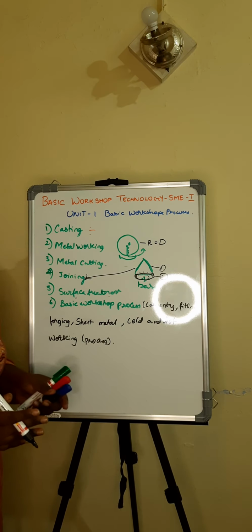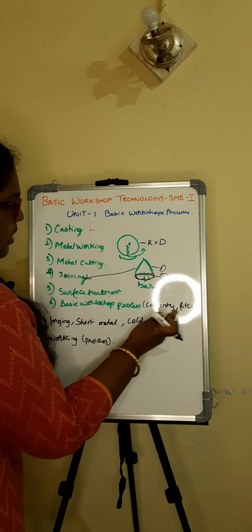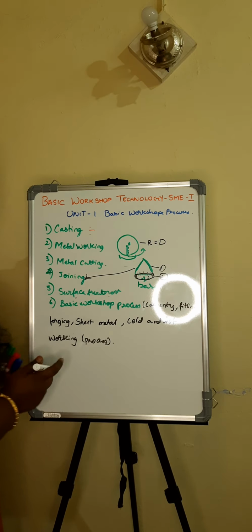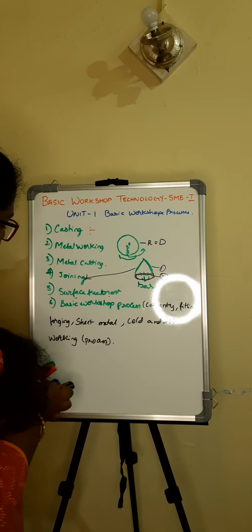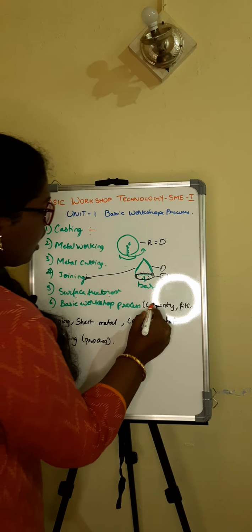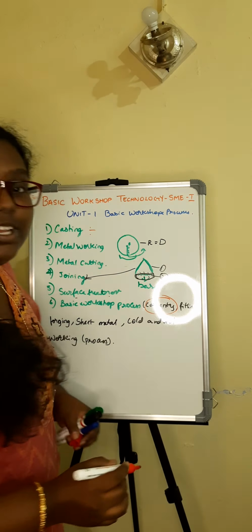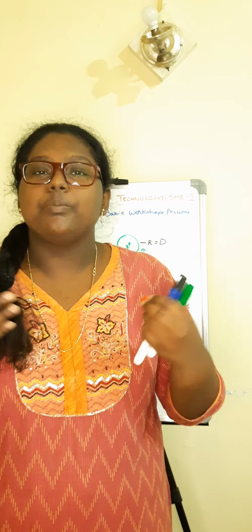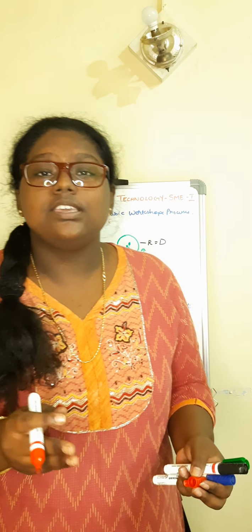And basic workshop processes: carpentry, fitting, forging, sheet metal, and cold and hot working processes. Carpentry deals with wood. The wood is turned into many things. You can see wood things in your house itself, like a wooden table, wooden bed, wooden windows, and many more things in your houses.